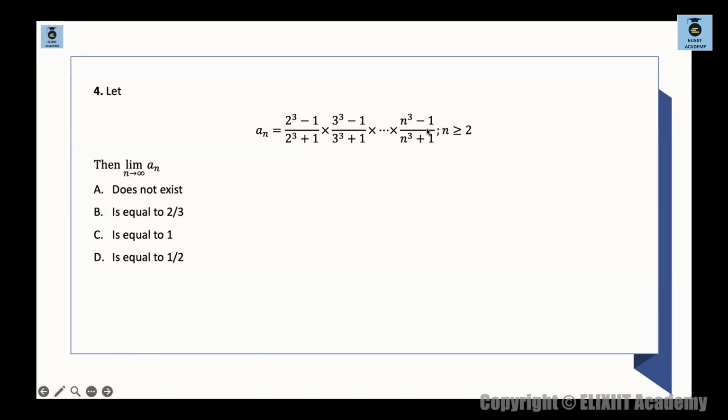Otherwise, you have to see the cancellations. What most of the students have done is they have gone by the cancellation method, which is fine. You factorize 2 cube minus 1, so 2 minus 1 times 2 square plus 2 plus 1, using the a cube minus b cube formula, and so on. And you will see how many terms are getting cancelled out. It's difficult to see the cancellations because they are not usual over here.